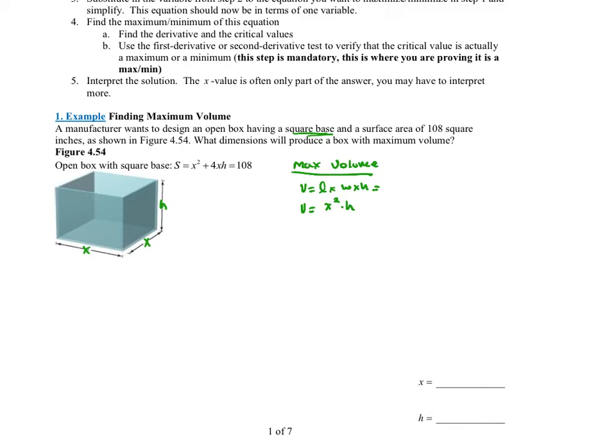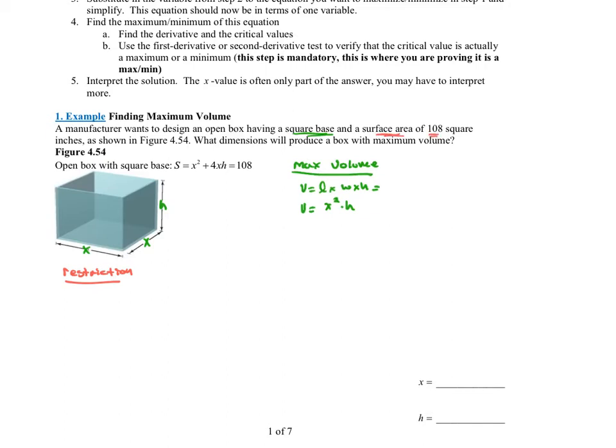What's the issue with this is our volume is in terms of two variables, and we can't handle it when it's in terms of two variables. So what we need to do is get this in terms of one variable. So how do we get it in terms of one variable? We have to look at the restrictions. Well, what's the restriction in this case? The restriction is that you have a surface area of 108 square inches.